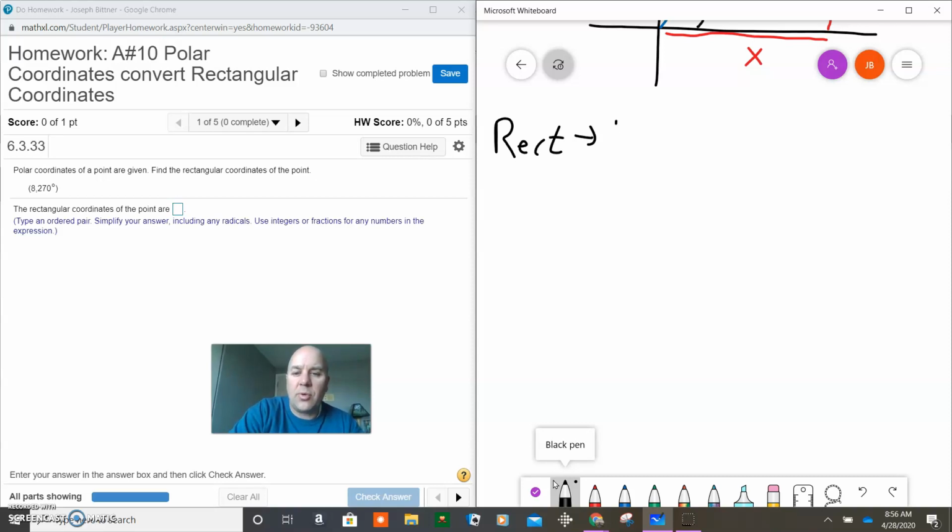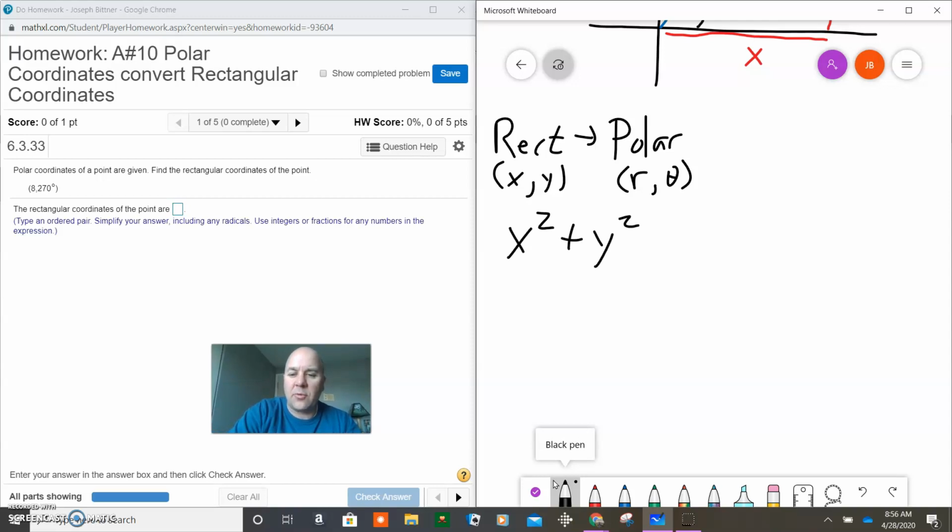rectangular to polar, basically what I'm trying to say is, with rectangular you're given the X and Y value and you're trying to find the R and the theta value. So you're going from XY to R theta. The formula goes X squared plus Y squared equals R squared, just like the Pythagorean theorem, not surprising if you look at the picture. And the way that we find theta, since X and Y are given, that's the opposite over the adjacent, which would give us the rotation. Again, the unit circle would be very helpful at this moment.